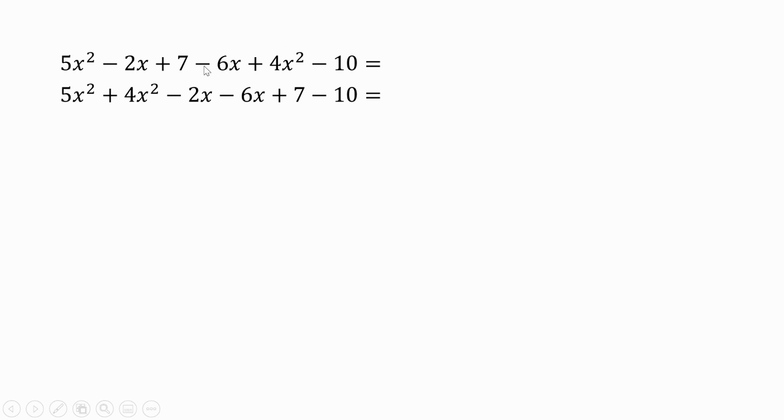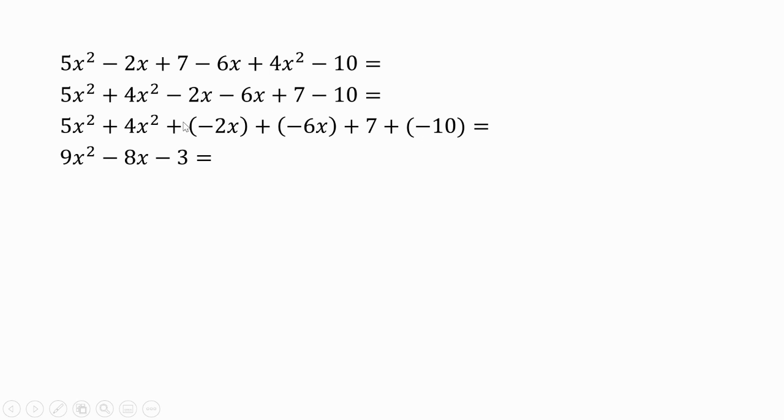So I'm going to rearrange these in order. The negative 2 and the negative 6x go together. The negative 10 and the 7 go together. So I'm going to combine these two, and then those two. I went ahead and added the opposite right here, just like I said, to make it a little easier on myself. And I get 9 and 4 is 9x squared, negative 2, negative 6 is negative 8, and negative 10 and 7 is negative 3.